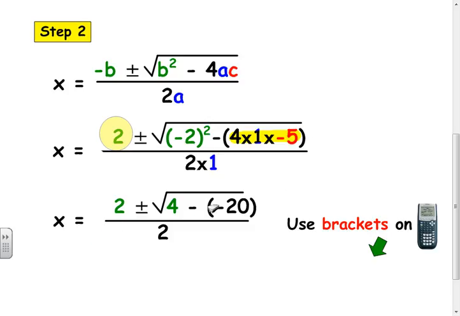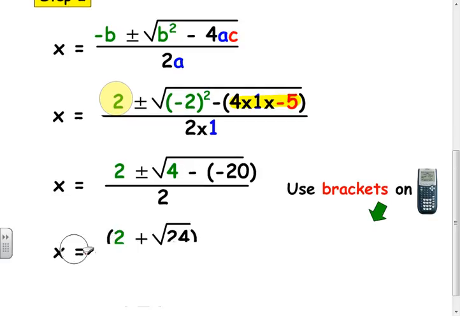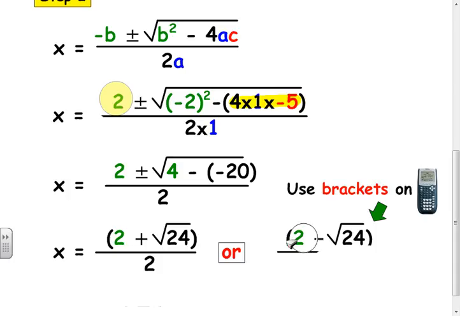This is the most common bit for mistakes. If you don't put this bit in brackets, sometimes you just put 4 take away 20 and it makes an error in your calculator because you can't square root a negative. Now when you subtract a negative, you actually add, so that becomes 4 add 20. So you get down to that line there, 2 plus root 24 over 2, or 2 take away root 24 over 2.